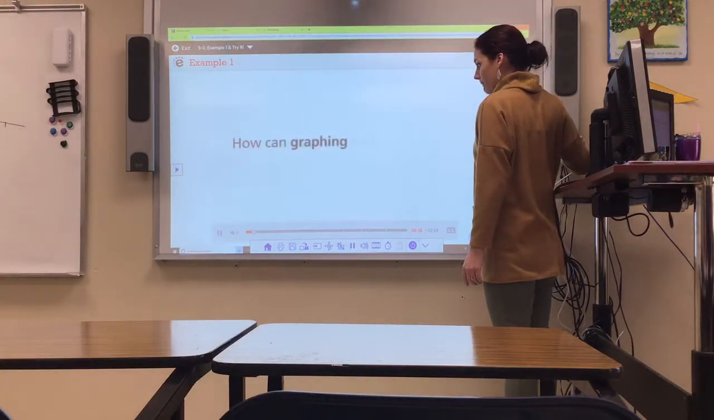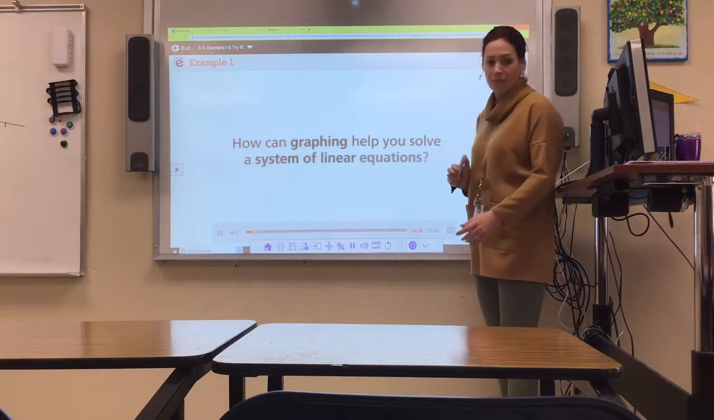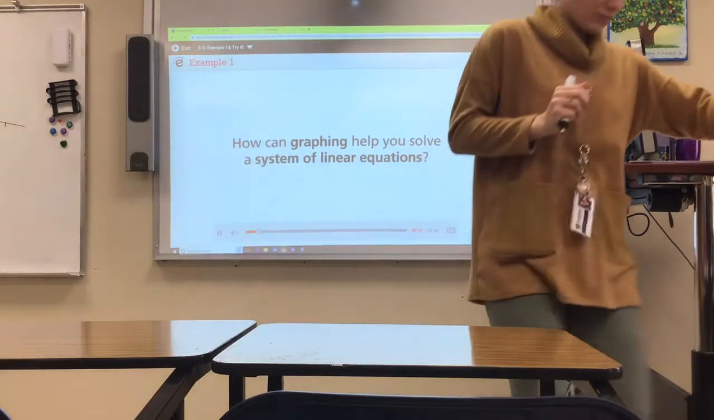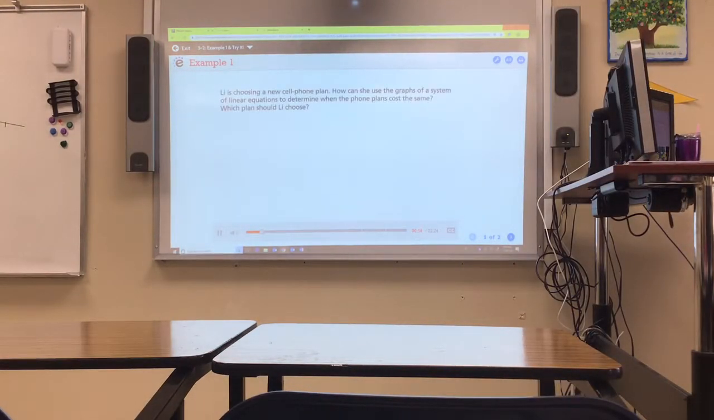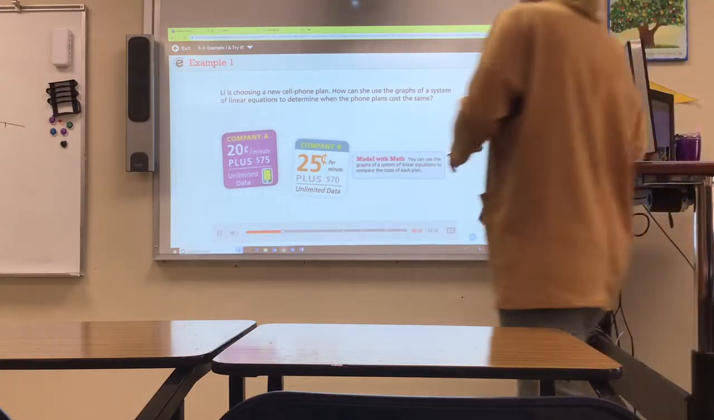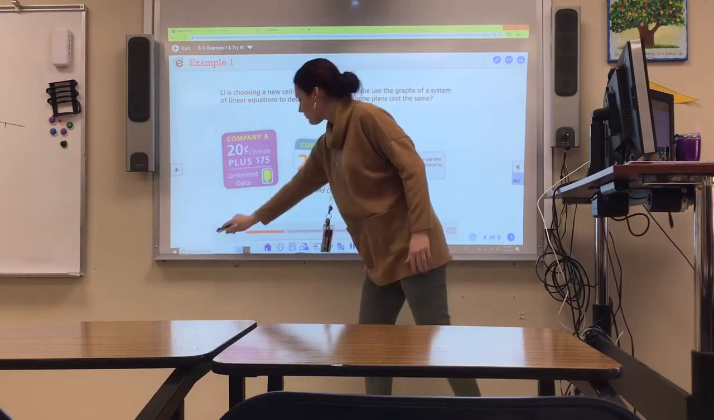How can graphing help you solve a system of linear equations? Think about this question during the lesson. Lee is choosing a new cell phone plan. She has narrowed it down to these 2 plans. How can she use the graphs of a system of linear equations to determine when the phone plans cost the same? Which plan should she choose? You can use the graphs of a system of linear equations.